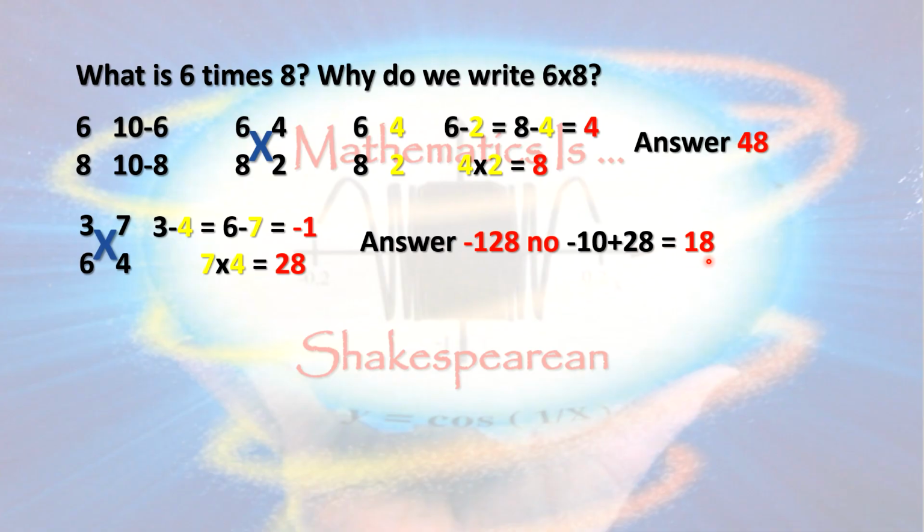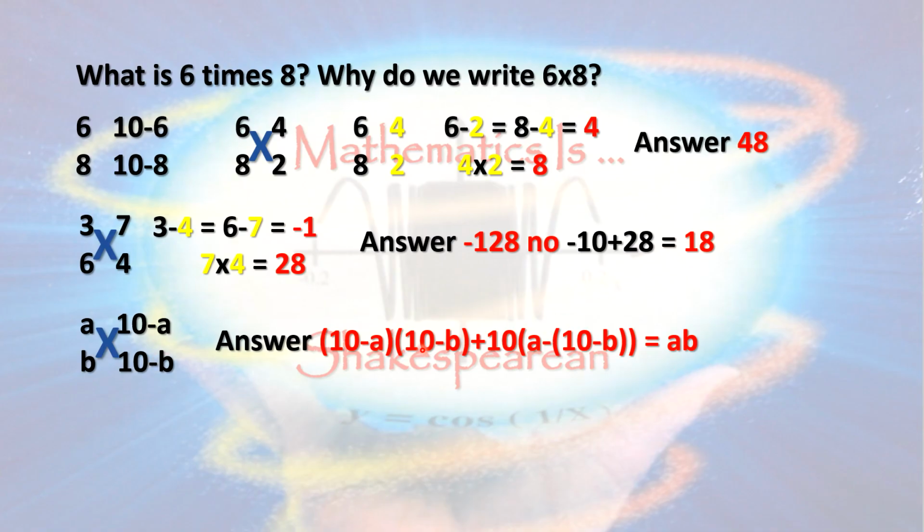You can verify that the trick always works, though it is only really convenient to use for digits 6 through 9. To multiply a times b, write out a and b in the column, 10 minus a, 10 minus b next to it. Put in the x, we'll compute 10 minus a times 10 minus b, and then a diagonal would be a minus 10 minus b, multiply that by 10. If you multiply that all out, you will get a times b. I think that's pretty neat, but did Shakespeare use it in his work?